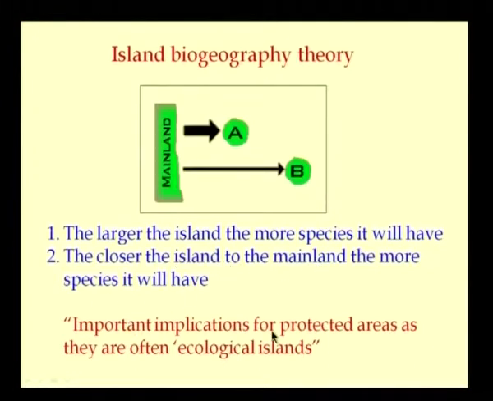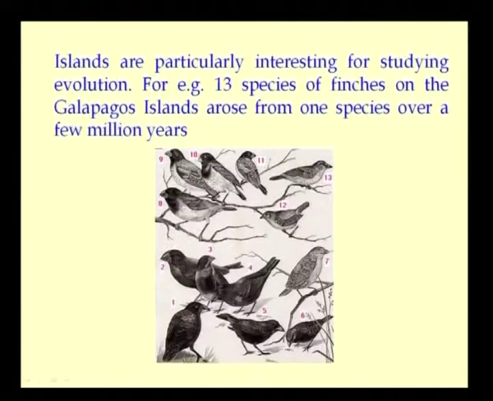There are important implications for protected areas, as they are often ecological islands. Today we are talking of a lot of protected areas, sacred groves and so on. These become specific ecological islands. Now, this picture shows finches, 13 species of finches. Islands are particularly interesting for studying evolution.